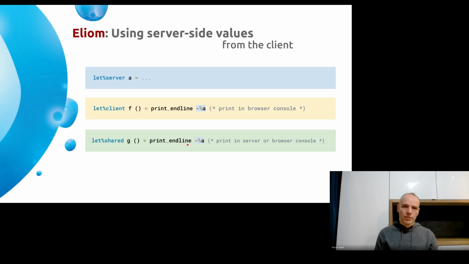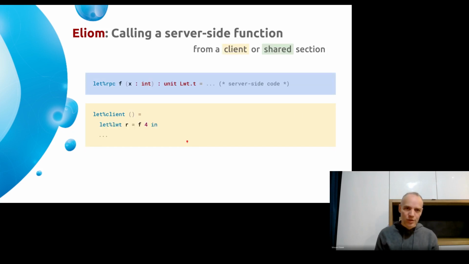It is also possible to call a server-side function from a client section. To do that, you just need to declare the server function with the let%rpc syntax, and this will automatically make this function callable from the client. This is actually syntactic sugar for creating an Eliom service, taking an OCaml value as parameter and returning an OCaml value.